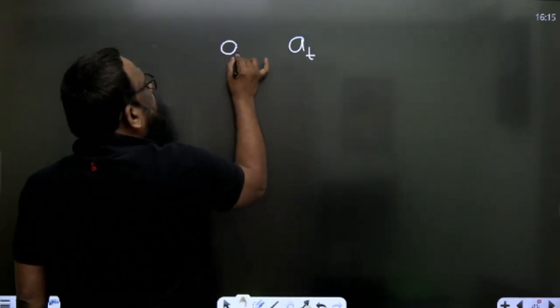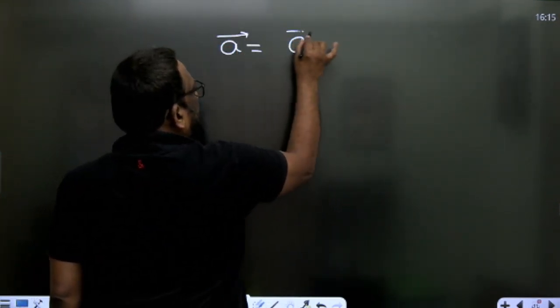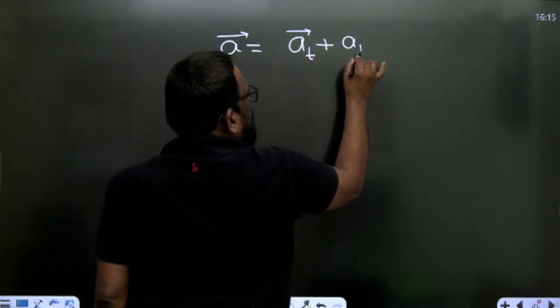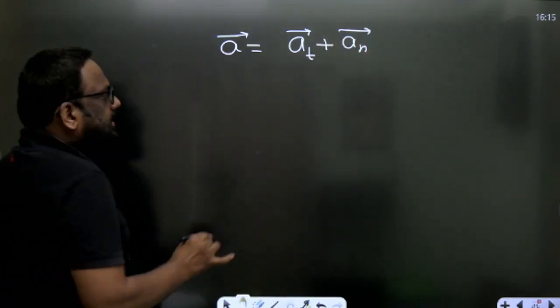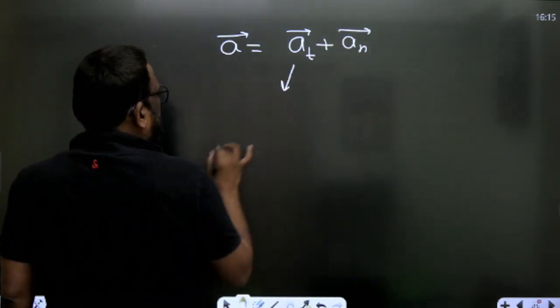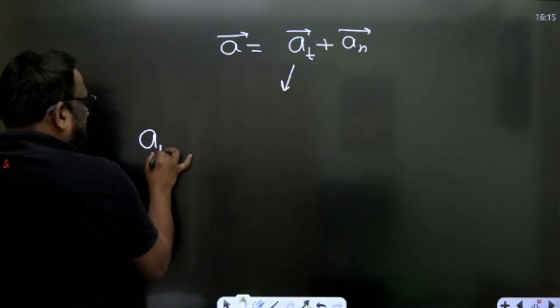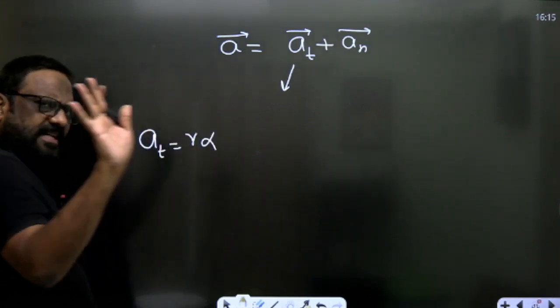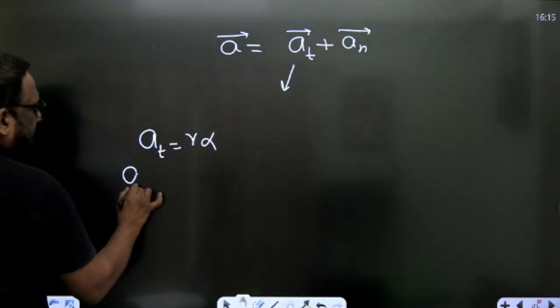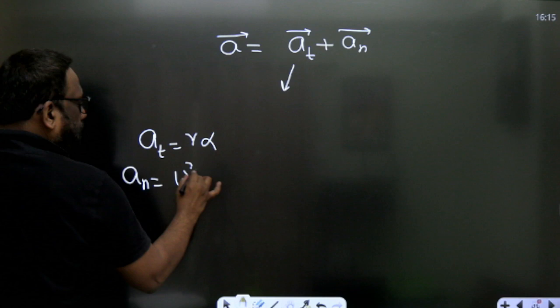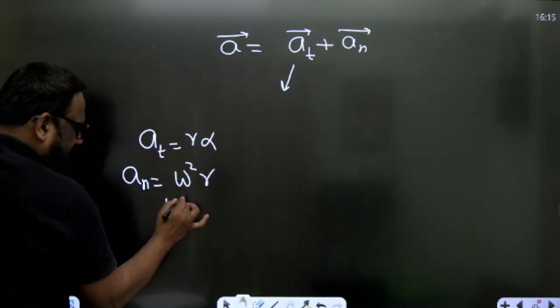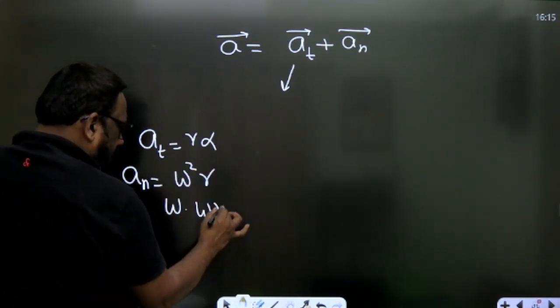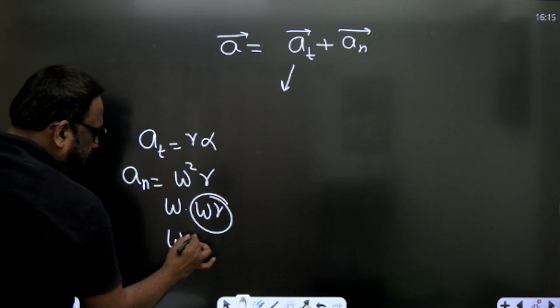The total acceleration has two components, one is tangential, one is normal. Okay, sir. The tangential acceleration, magnitude wise, if we talk about scalar, is r alpha, and I will write in vector form. The normal acceleration is given by omega squared r. You can also write this as omega into omega r. What is r omega? It is v.